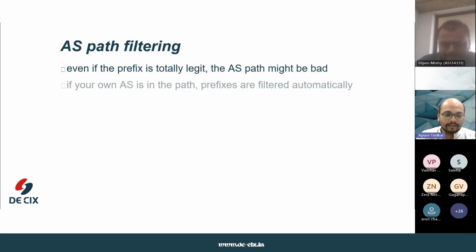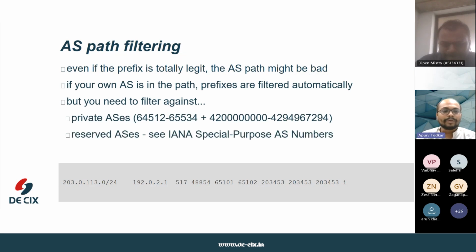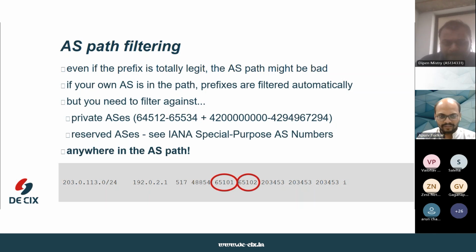Next up we have AS path filtering. AS path filtering is another important step, because even if the prefixes you receive are valid, the autonomous system path might be the problematic one. For instance, if your own AS number appears in the path, the prefix is automatically filtered by your router. However, you also need to filter out the private AS numbers and the reserved AS numbers. To help with this, there is a page on IANA where you can check which AS numbers are private. The recommendation from the RFC is to filter these private AS numbers anywhere in the AS path that you receive, not just the original AS. Private ASes shouldn't appear anywhere in the path.